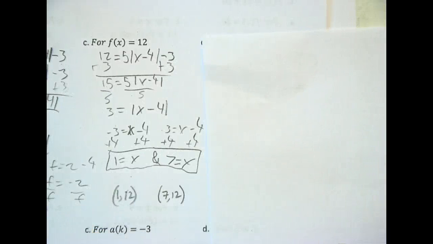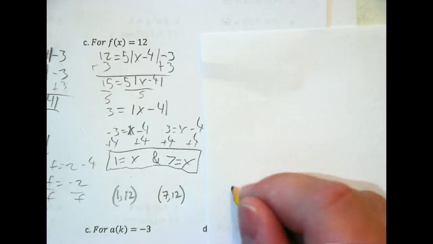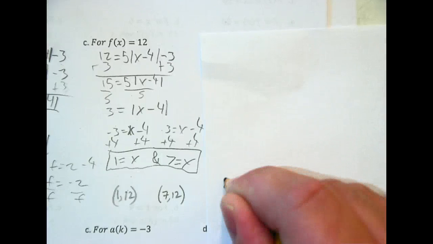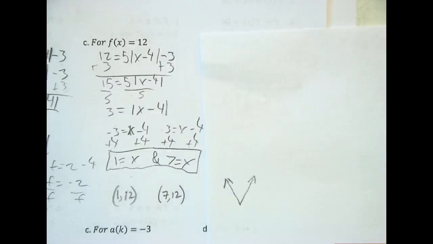It's just when you see an absolute value graph, we'll see this later on. An absolute value graph actually looks like this. It's a V shape. Yeah, it's very cool.